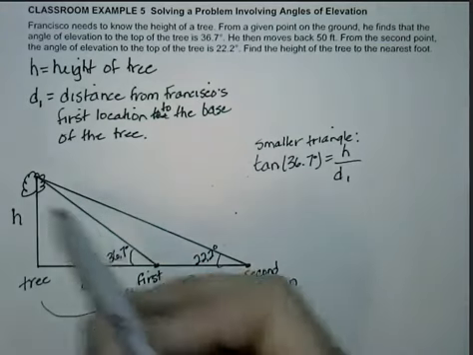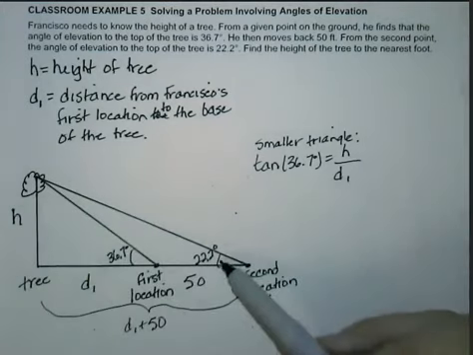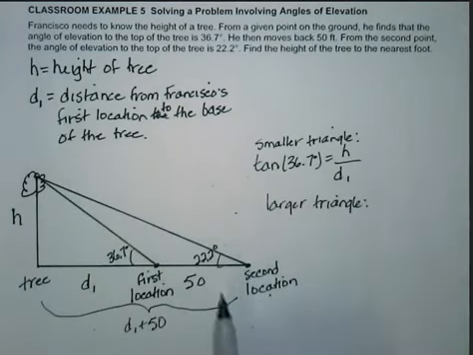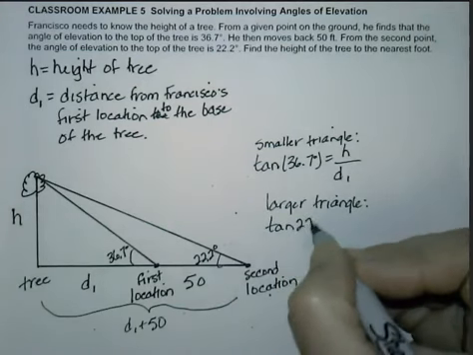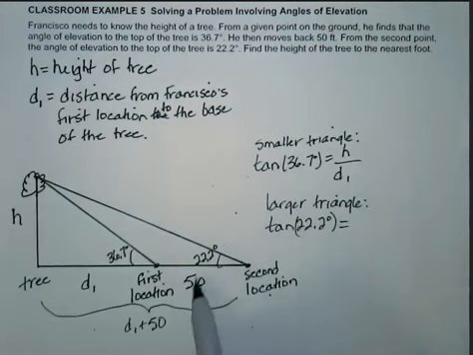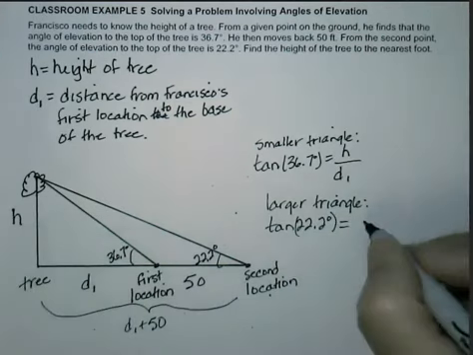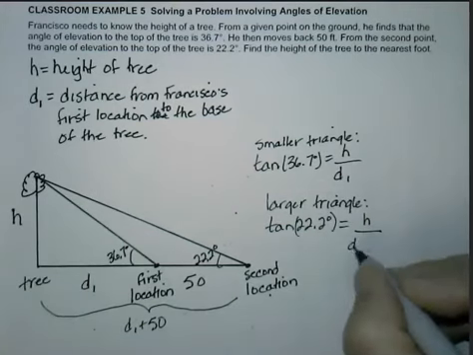Now let's look at the bigger triangle, which is this entire thing. We can do the same trig relationship for that one. This time we would have tangent of 22.2 degrees. And our opposite side is still h. Our adjacent side is this entire base of the triangle, which is the d1 plus 50.